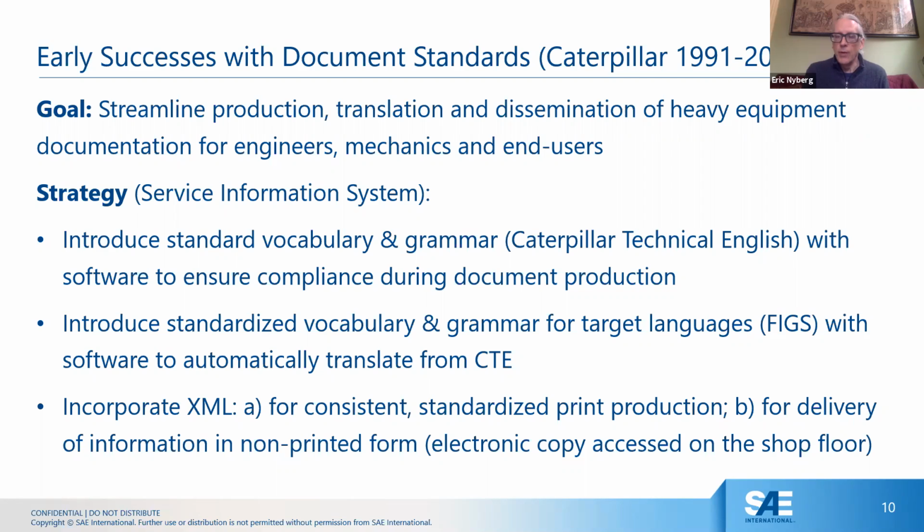And in particular, they were very interested in making electronic copy accessible on the shop floor. Before this, a typical heavy equipment shop would have several yards of paper documents all lined up in a giant set of binders. And Caterpillar was able to replace this with something called the Service Information System, which allowed them to have essentially a touch screen in a hardened kiosk on the shop floor that would allow direct access to exactly the pieces of the documentation that the mechanic required for a particular procedure.